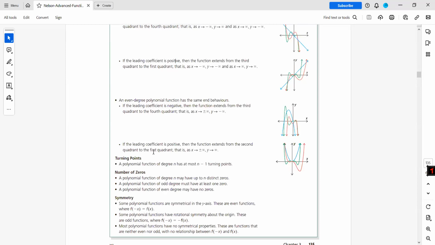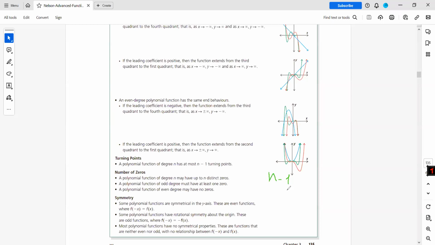Okay? Turning points. A polynomial function of degree n has at most n minus 1 turning points. So this is the first thing to remember. Turning points, n minus 1. Simple thing to remember, but I'm telling you, it's going to make your life easier. Number of zeros. A polynomial function of degree n may have up to n distinct zeros. Distinct zeros means n different zeros.